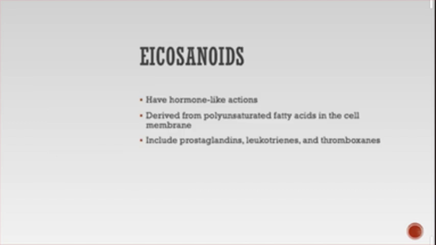There are also substances in your body called eicosanoids. These eicosanoids have hormone-like actions, but they are not themselves hormones. They are derived from polyunsaturated fatty acids in the cell membrane, and some examples of these would be your prostaglandins, your leukotrienes, and your thromboxanes.